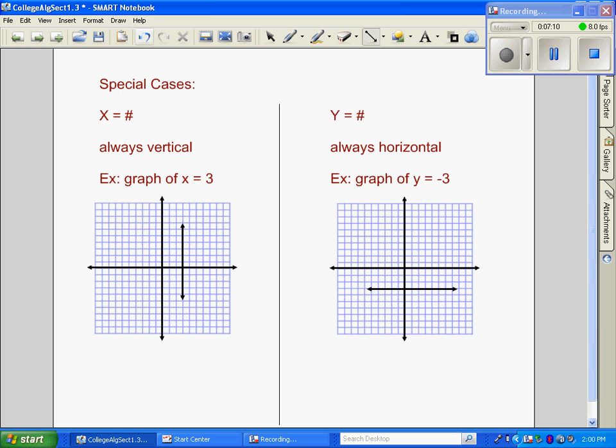So these are our special cases for slopes, and those are best memorized. You'll be better off if you memorize those 2 special cases. And those are all the general forms and the way in which we're going to use slope in this section.